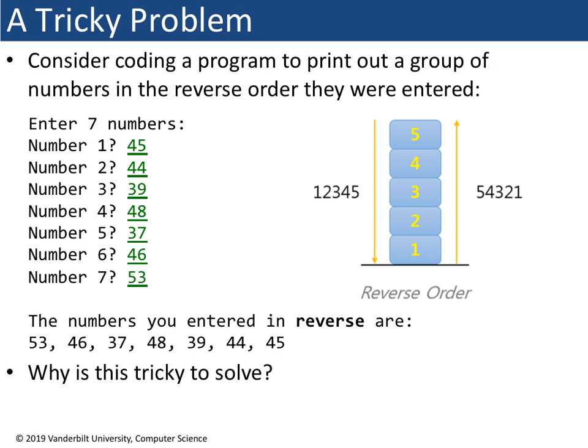So far, so good. Then once the user has finished typing in integers, we will print out the most recent integer, because we've probably stored that in a variable. So that's not that hard. We can print out 53.